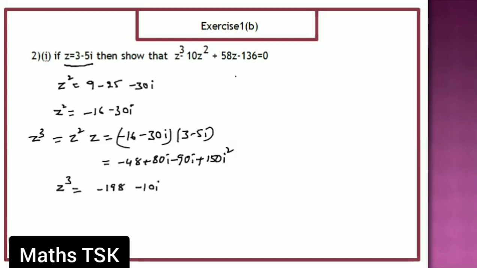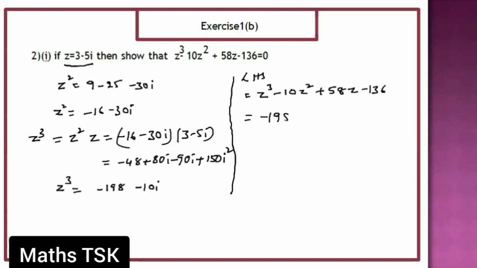Okay. So look into the problem now. What's given? LHS. I take LHS. LHS is z cube minus 10z square plus 58z minus 136. So z cubed value is minus 198 minus 10i. Multiply z square with minus 10. Minus 10 z square, that is plus 160 and then plus 300i.